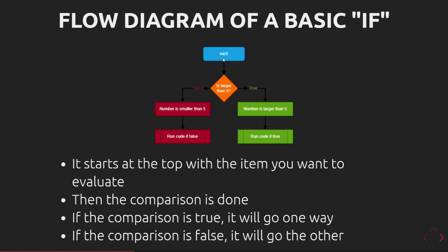Below we can look at a flow diagram of a basic if statement. In this case var(x) is 10, so we check is var(x) larger than 5. If it's true, then we can print out the number is larger than 5, and we can run any additional code if it's true. If however var(x) in this case would be 4, we'll say is it larger than 5? No. Then the number is smaller than 5, and then run any code that you would like to.